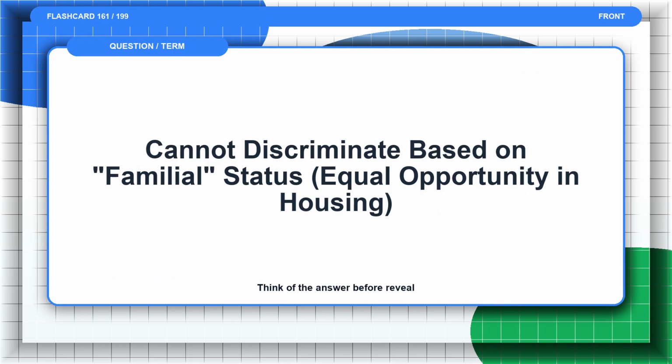Flashcard 161. Cannot discriminate based on familial status, equal opportunity in housing. Pause and think of the answer before the reveal.